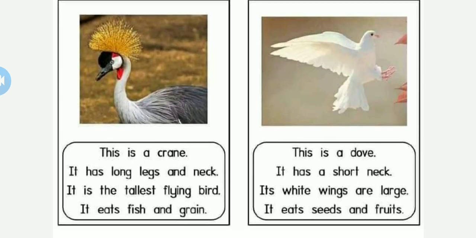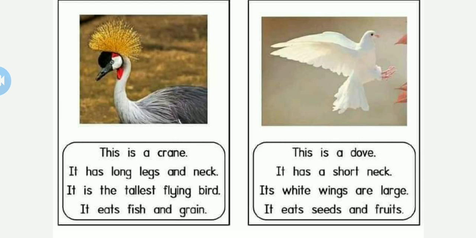Two birds again. This is a crane. Look at the picture on your left hand side. This is a crane. It has long legs and neck. It is the tallest flying bird. It eats fish and grain. Look how beautiful it is.